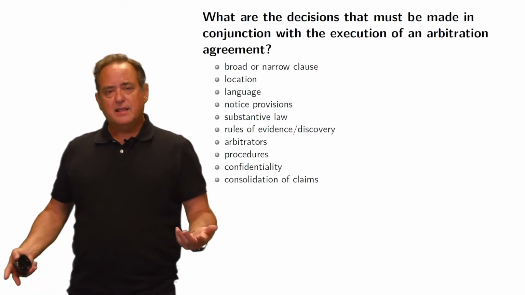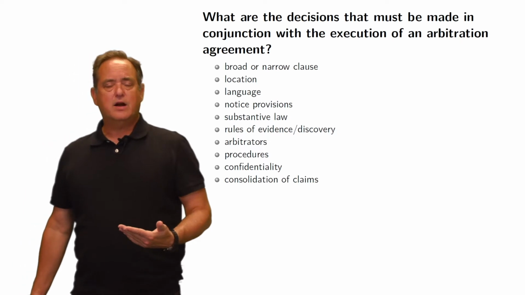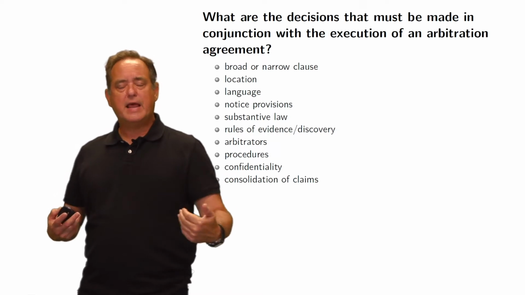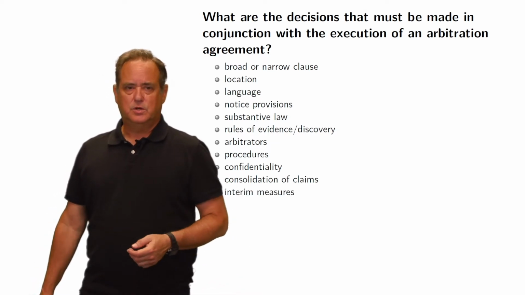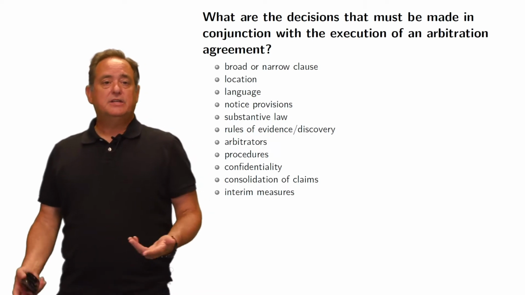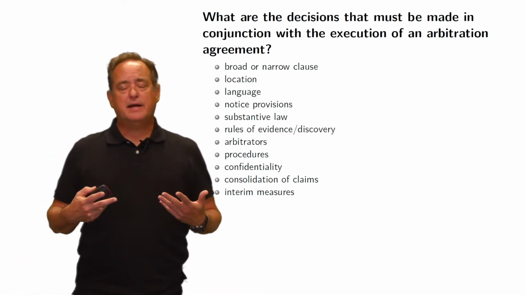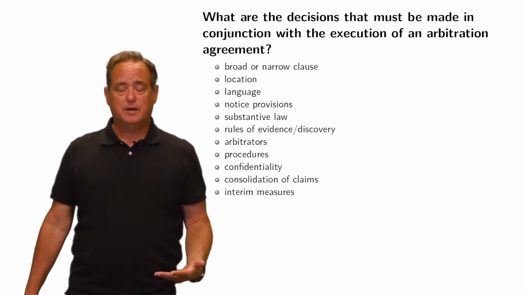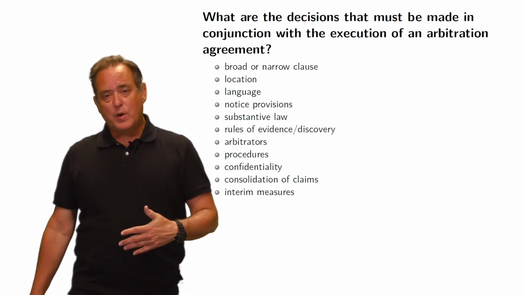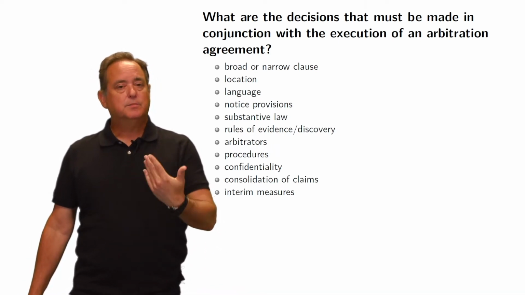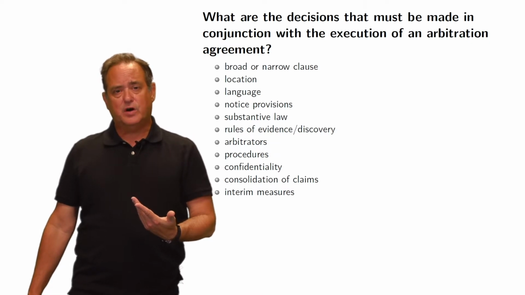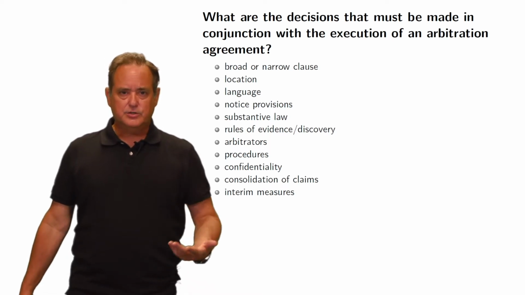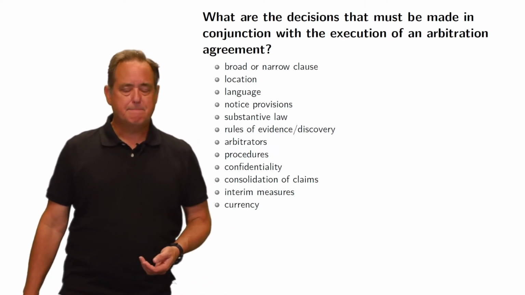Consolidation of claims, this kind of goes back to that idea of the narrow clause. Do we have to include all of the claims in one arbitration, or can we spread them out over multiple arbitrations? Interim measures, meaning can we put into place some idea of things that will happen during the arbitration process. We know it's going to be quicker than litigation, but there's still going to be time involved. And so we can put into place rules about the parties conducting business during the arbitration process.